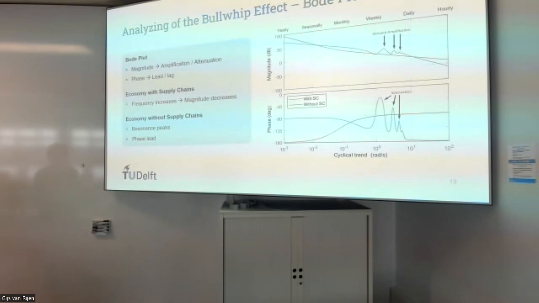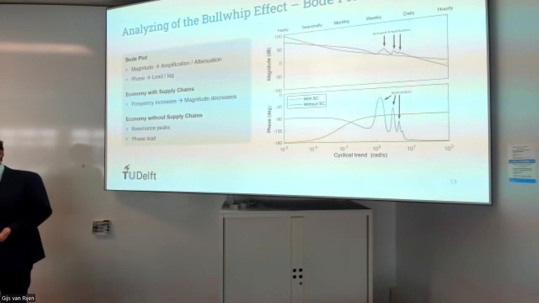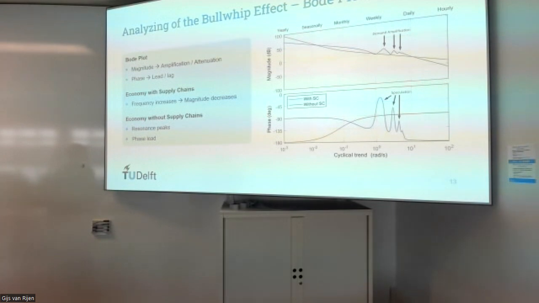For the economy with supply chains, we see something different. Especially, we see some resonance peaks. So these are the peaks in the magnitude plot. And what these tell us is that there's demand amplification at specific cycles. This is exactly the phenomenon described by the bullwhip effect, namely that at certain frequencies, there is amplification of demand as a demand shock propagates through a supply chain.